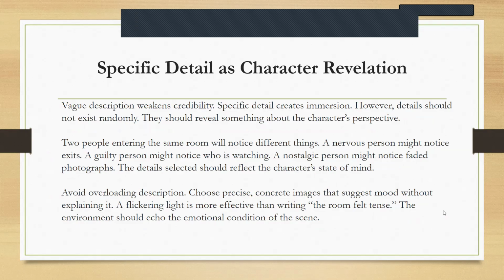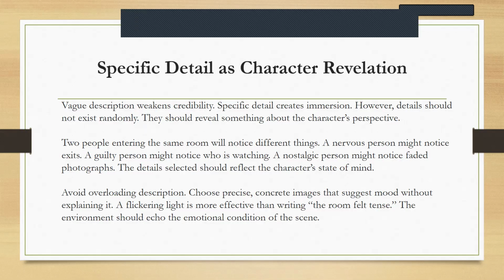Specific detail as a character revelation. Vague description weakens credibility. Specific detail creates immersion. However, detail should not exist randomly. It should reveal something about the character's perspective. Two people entering the same room will notice different things.